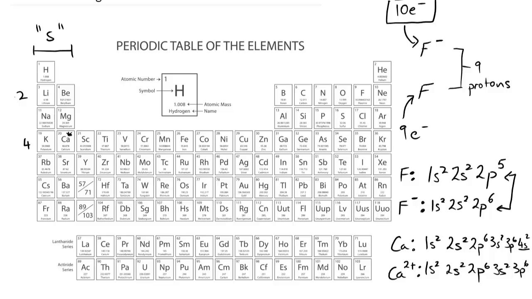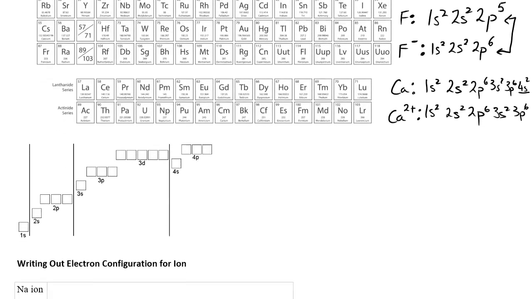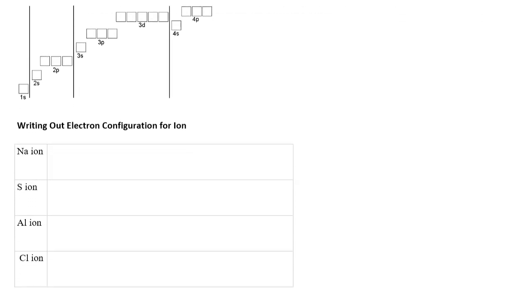Okay, so let's then move on to, I had some examples here. We've done a few of them. I think we've done, have we done sodium? Okay, writing out the electron configuration for the following ions. So sodium, we first need to know what sodium is, so it's Na+. Sulfur is S2-, aluminium is Al3+, and chlorine is Cl-.